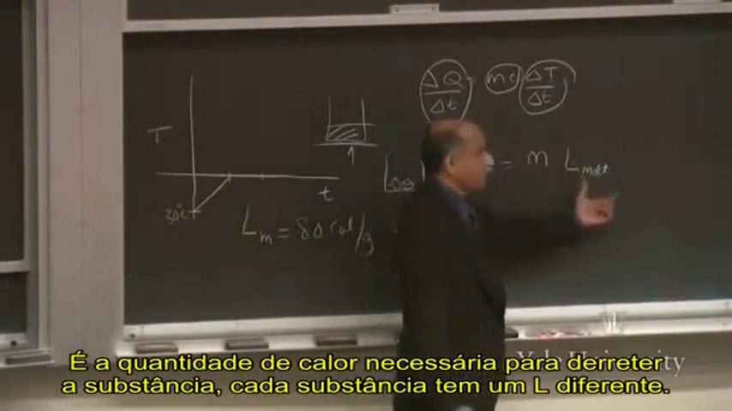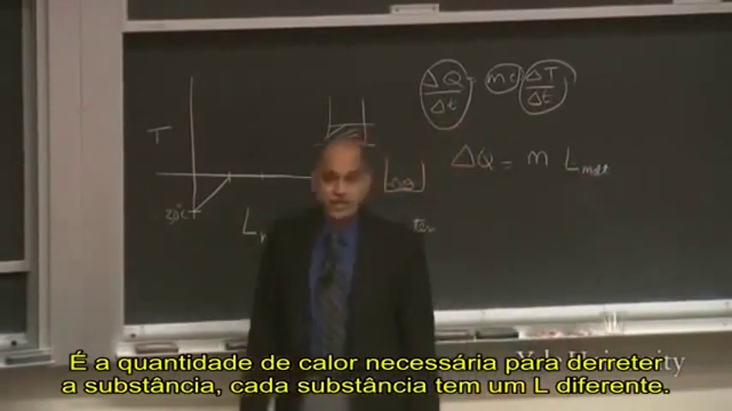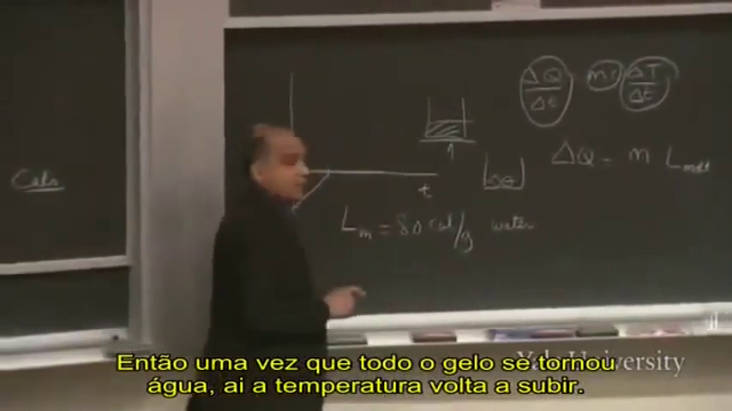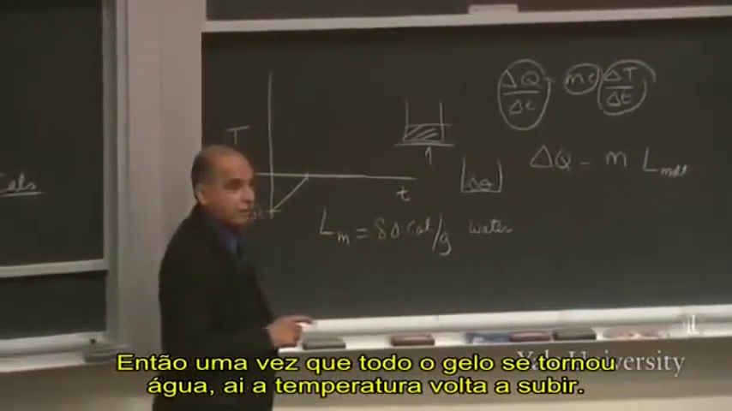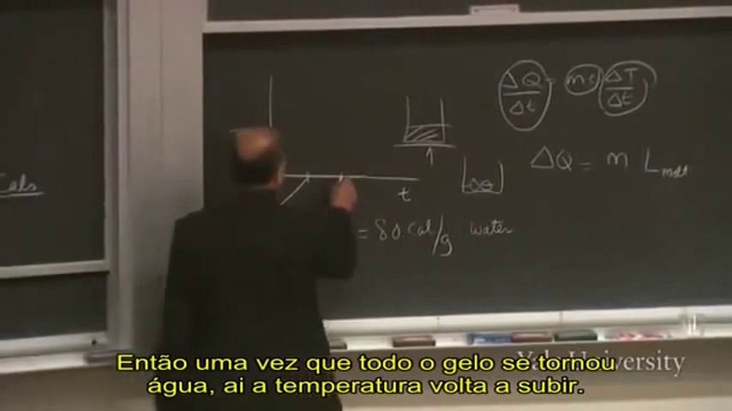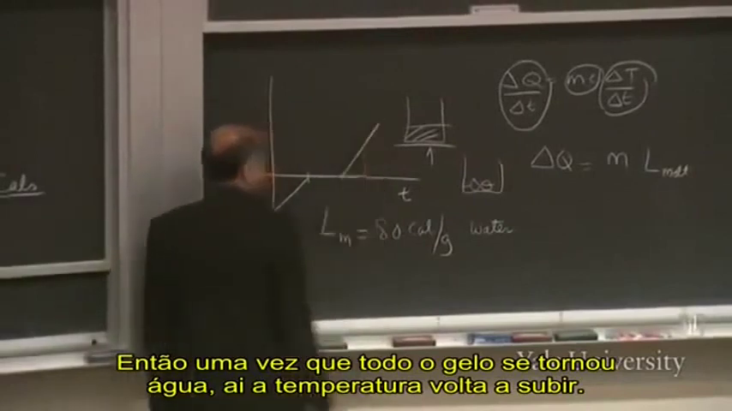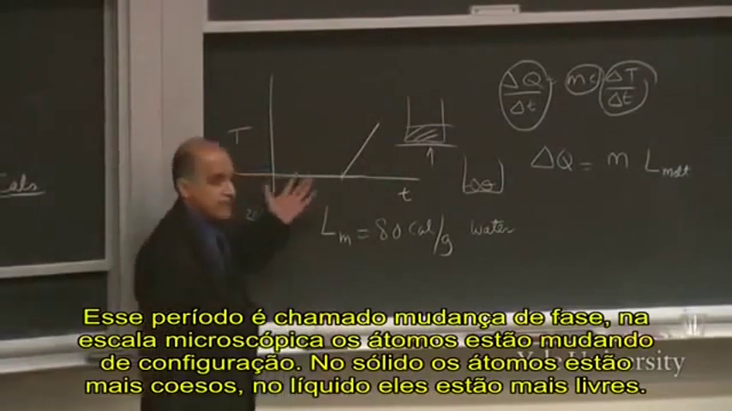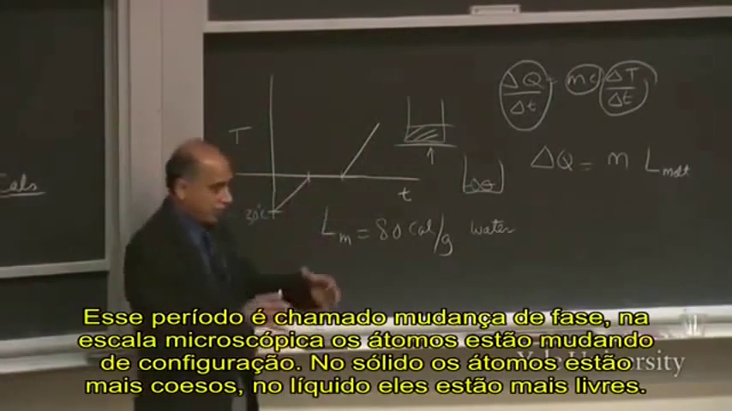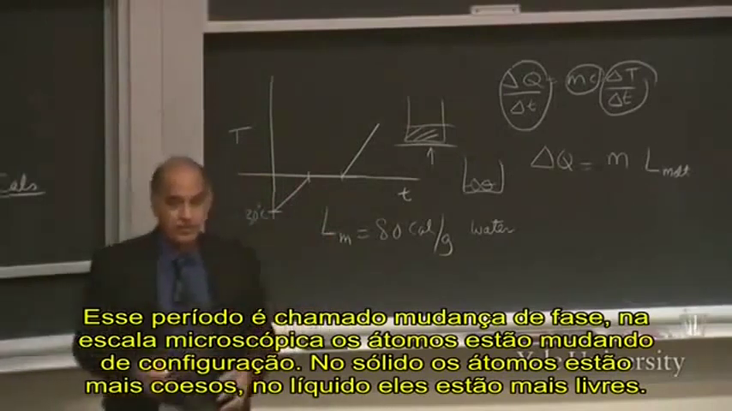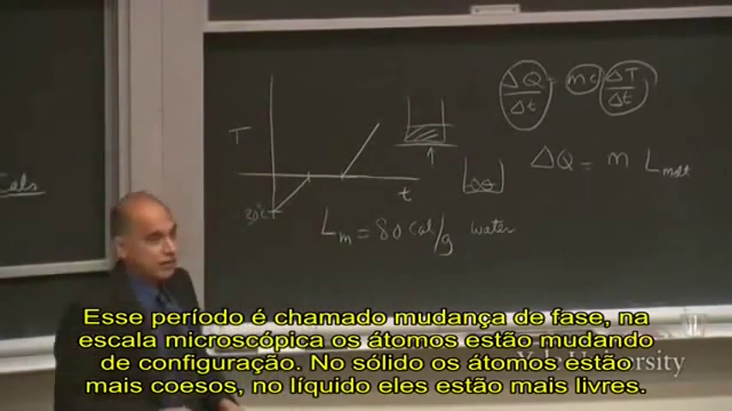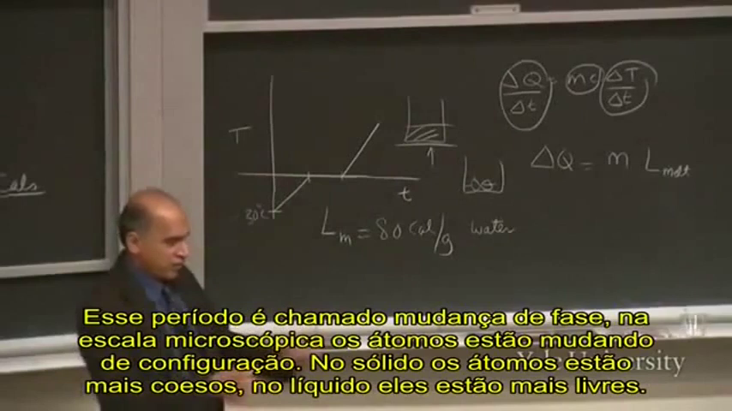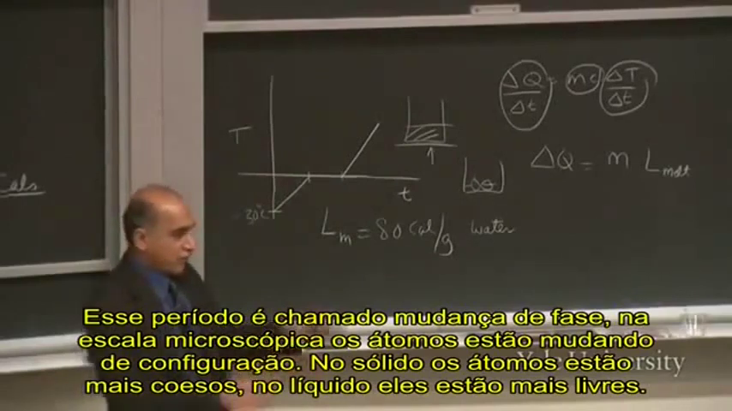And the L varies from substance to substance. For water, it's 80 calories per gram. Then once everybody has become water, that uniform system of water starts growing hotter. And this is called a phase change. A phase change is when it changes its atomic arrangement from a regular array, for example, that forms a solid, into a liquid. In a solid, everybody has its place. You can shake around where you are, but in a liquid, you can run around.